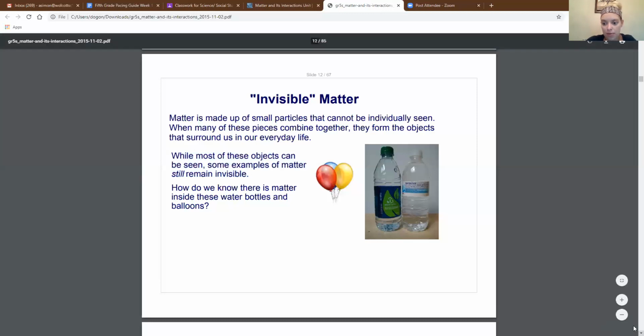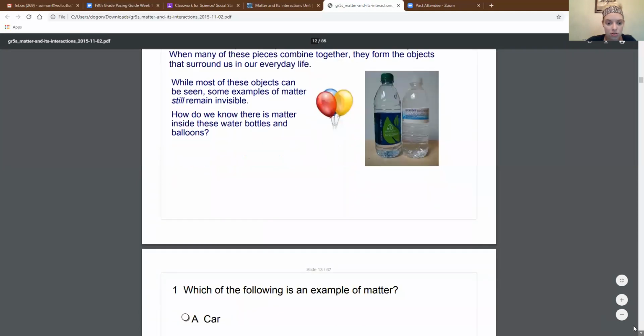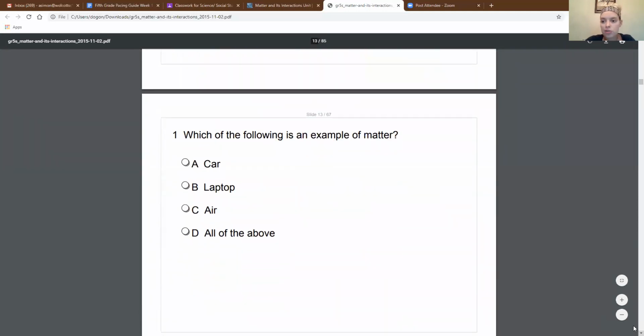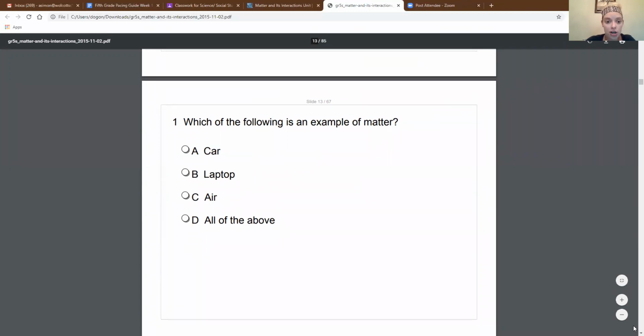All right, moving on. Make sure you have that in your notes. All right, so now we're gonna do some questions, okay? So I want you guys to try and answer these on your own. I'll give you a couple seconds before we go over the answer. So which of the following is an example of matter? Remember, everything is matter. So is it gonna be a car, a laptop, air, or all of the above?